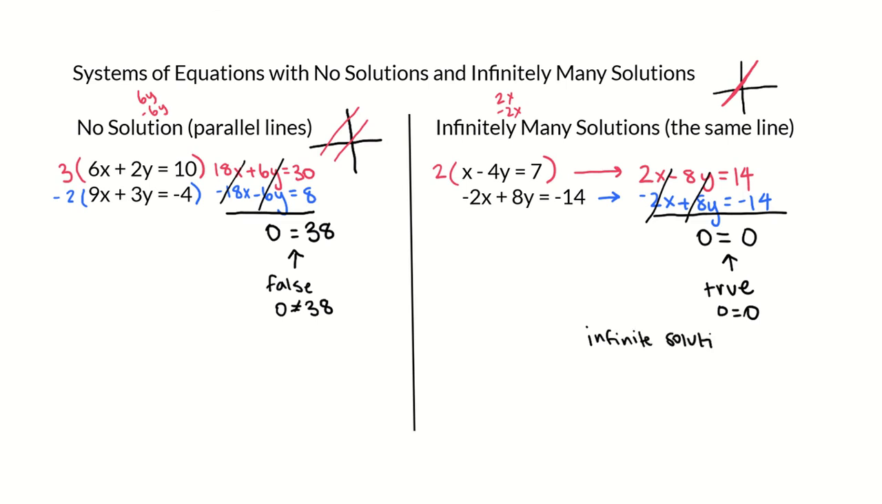But in the case before, if you get a statement that's always false because 0 is not equal to 38, then you have no solution. So in both of these cases, both variables end up getting eliminated. It's just whether the result ends up being false or true at the end.